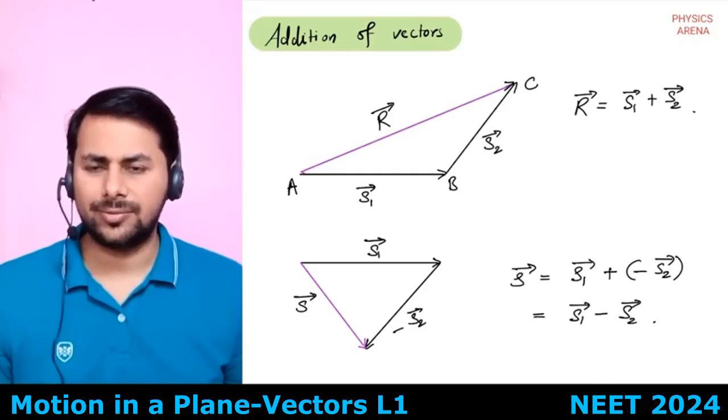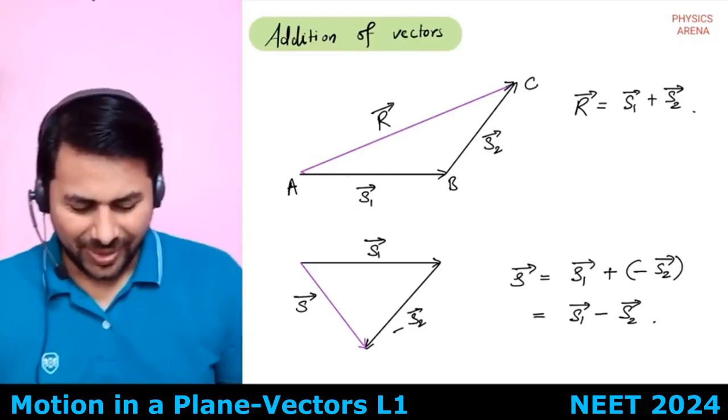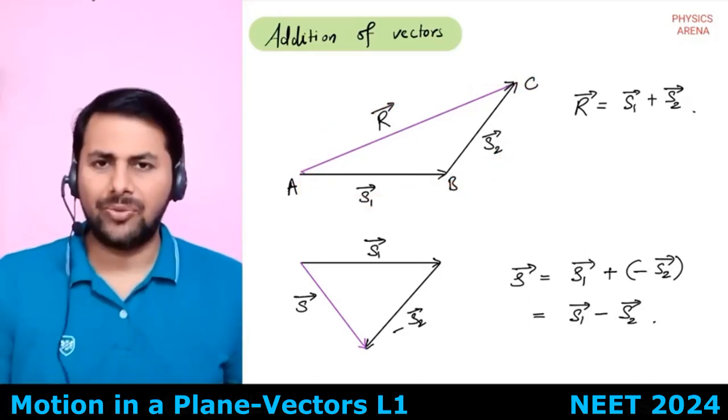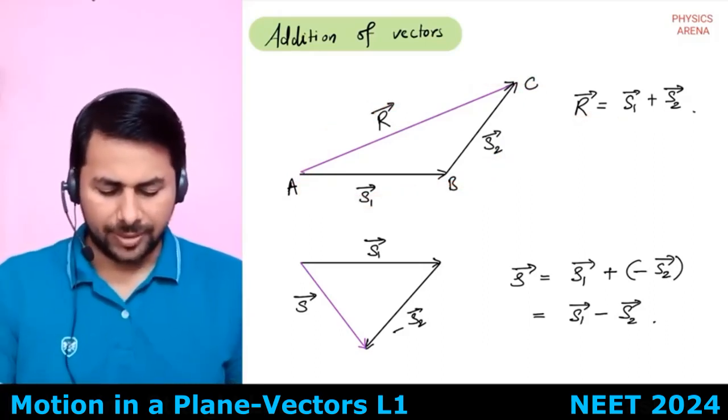This is clear? Yes, sir. Okay, everybody please reply. Yes, sir. Okay, so this is the triangle law of vectors addition. R bar is equal to S1 bar plus S2 bar.